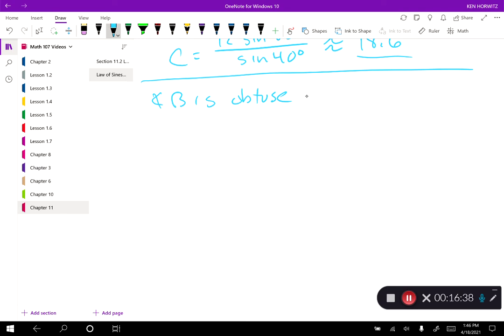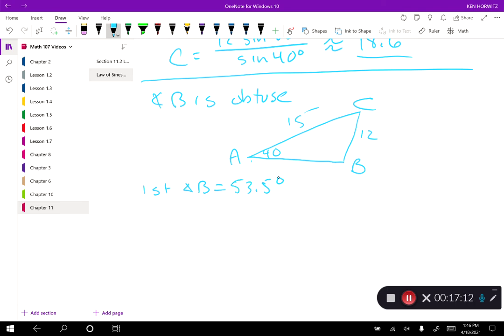All right, so I'm going to redraw my triangle, but I'm going to try to draw it in such a way that angle B is obtuse. So there's 40, there's 12, there's 15. All right, so my first angle B equaled 53.5 degrees. So my second angle B is going to be supplementary to that.